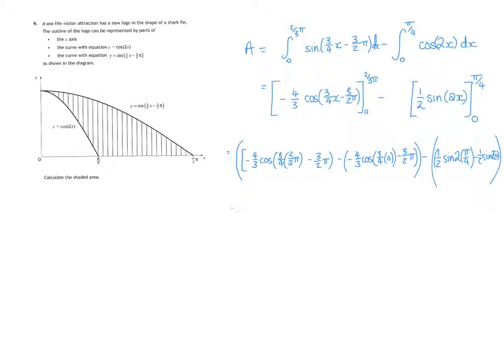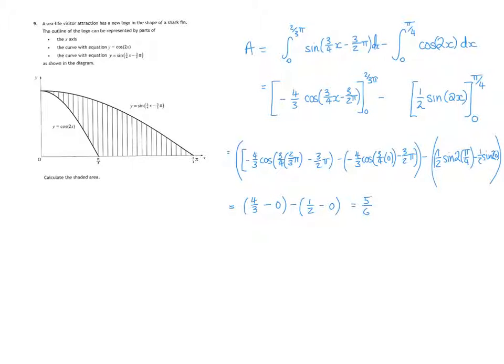And then we can put each individual bit into our calculator. And when we do that, we get 4/3 for the first bracket. For the second bracket, we get 0. And then for the third bit, we get a half. And for the last bit, we get 0 as well. And then when we sort all that out, so 4/3 take away the half, we get 5/6.